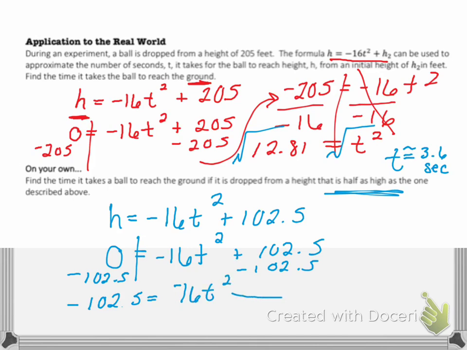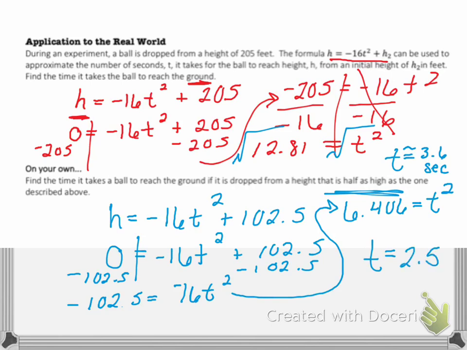And I'm running out of room, so I'm going to go over here. So when I divide both sides by negative 16, I get approximately 6.406 equals t squared. And then when you square root, again, we get two answers, a negative and a positive, but we can only take the positive because it's time, and time cannot be negative. And you get approximately 2.5 seconds.